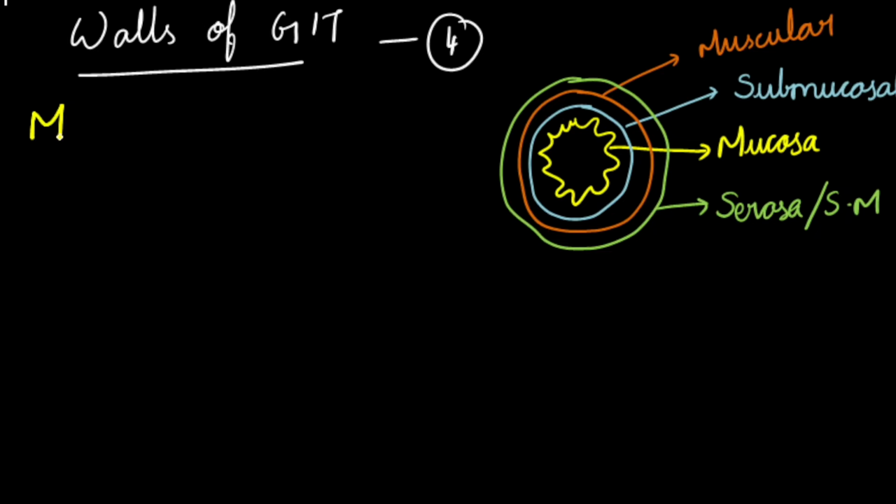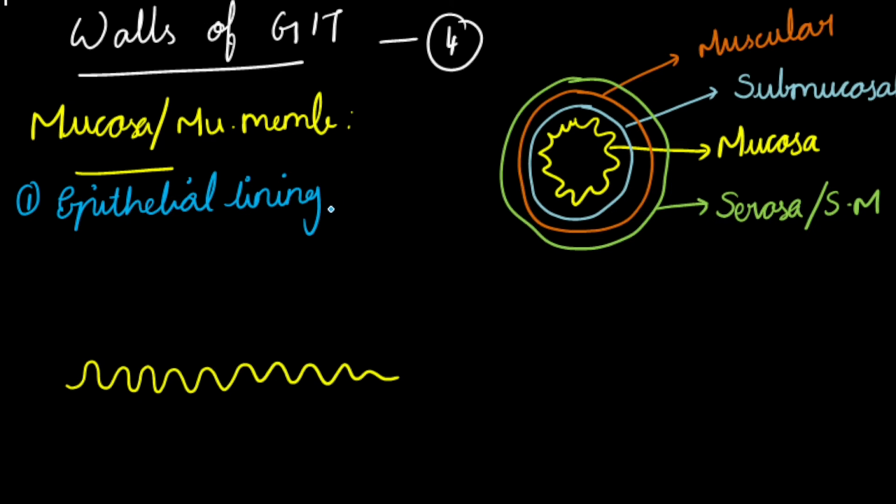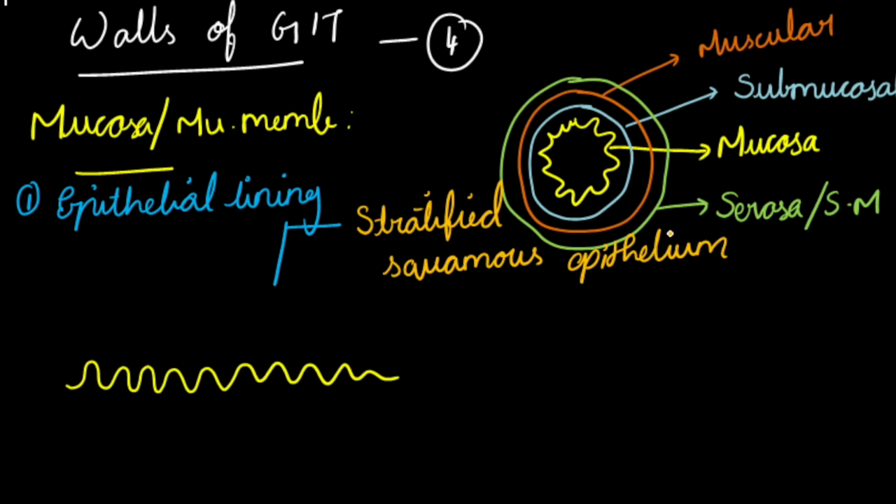So now we are going to discuss regarding the mucosa or mucus membrane. So this is how the mucous membrane of the intestinal wall looks like. In this mucous membrane, we have 3 linings. One is epithelial lining. In epithelial lining, we have 2 different types of epithelium. One is stratified squamous epithelium and another one is columnar epithelium.